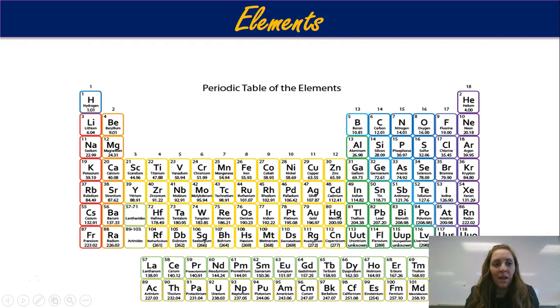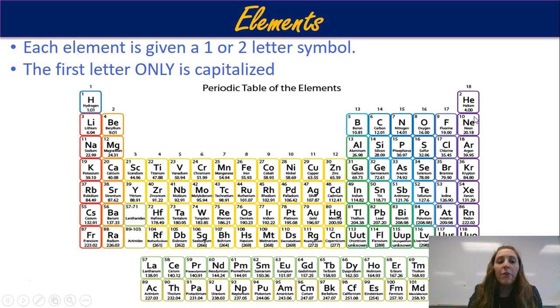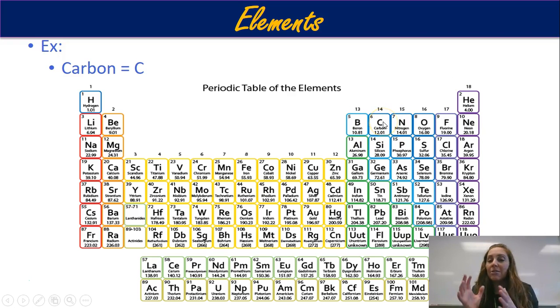We have found them. Each element is given a 1 or 2 letter symbol, right? So boron here, see how it's got that capital B? That's its symbol. Versus if I go to neon, it has 2 letters. So neon has a 2-letter symbol. The first letter only is capitalized, and that's how you know if you see a list which one starts a new element. As soon as you see another capital letter, that's a new element. So for example, carbon is C. If I look here, this element C is carbon. So I can either say carbon or I can use the capital C to abbreviate it.